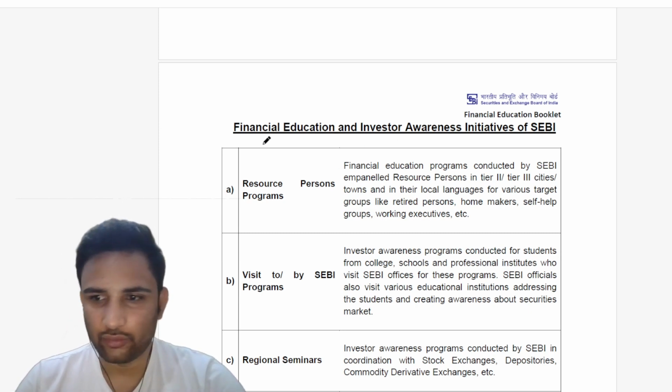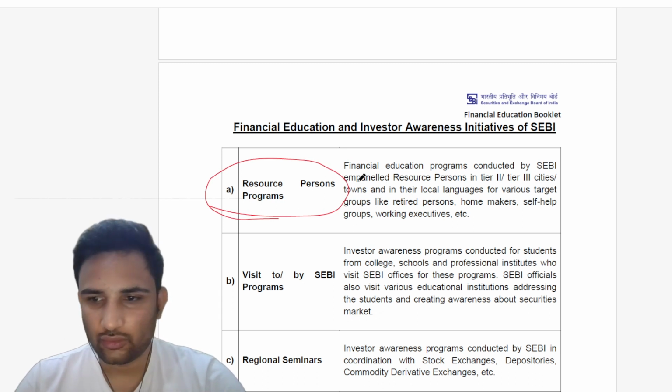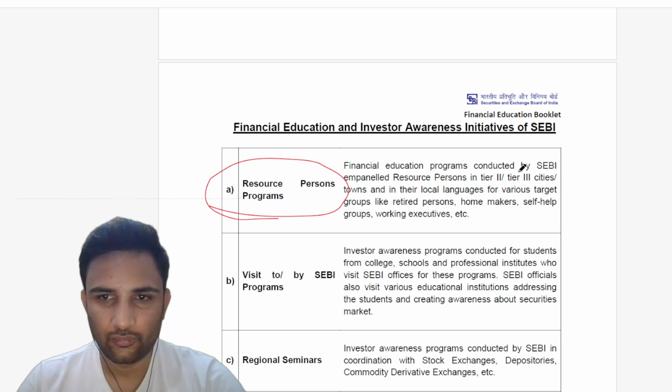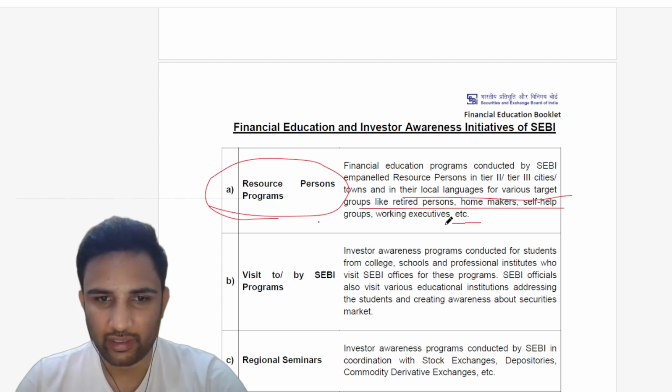These are some of the financial education and investor awareness initiatives of SEBI. First one is resource person programs. These are financial education programs conducted by SEBI and panel resource persons in tier 2 and tier 3 cities and towns in their local language for various target groups like retired persons, homemakers, self-help groups, or working executives, etc.